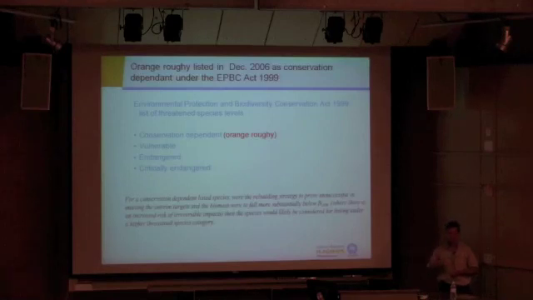And every time you go to increased listing, you have more and more management controls. So they were listed as conservation dependent, and if they weren't seen to be recovering, they would go to vulnerable, and then endangered, and then critically endangered. And this would mean progressive closures of the whole fishery and any activity in the deepwater.